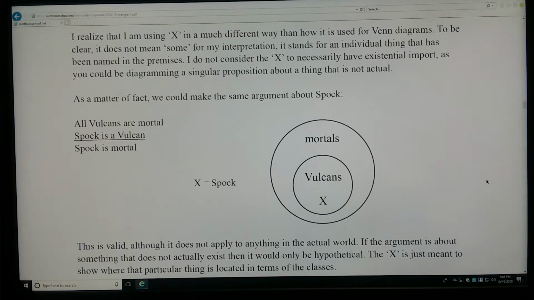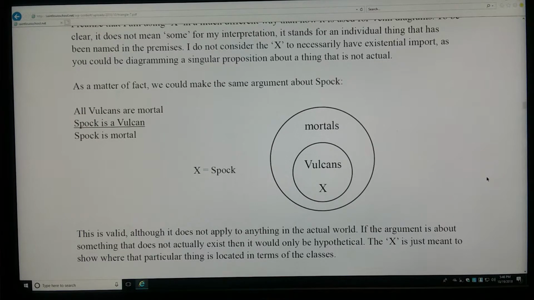Now, I believe this argument is valid, but it doesn't really refer to anything in the actual world. So, while it is valid, it would just be hypothetical, or something that is not actual. But it still does follow. So it's valid because the conclusion follows from the premises.